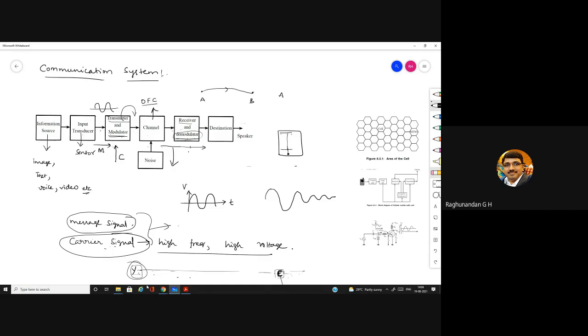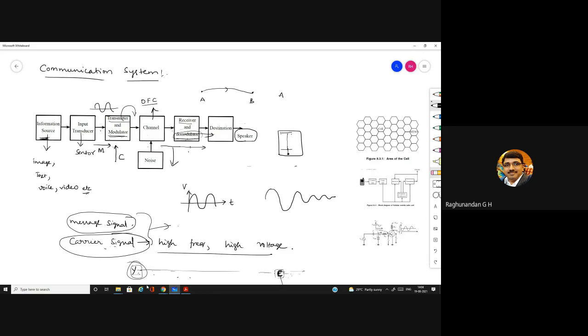It converts the light signal back to an electrical signal, and from that electrical signal it removes the carrier and gives the message signal, and finally we give it to the speaker. The speaker produces whatever sound was sent from here.